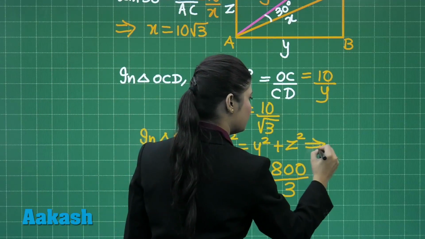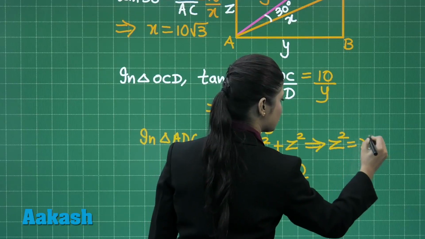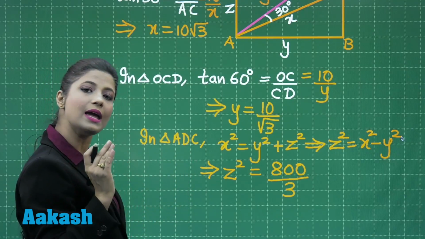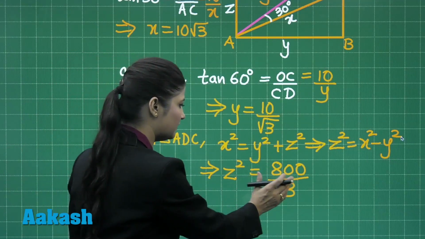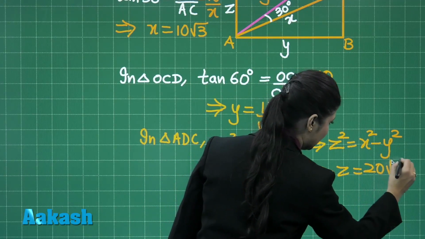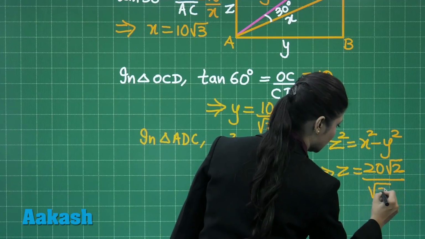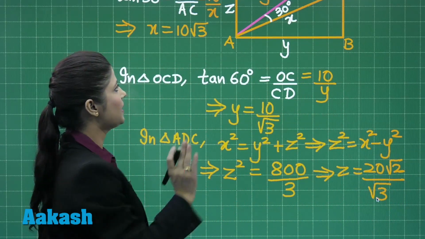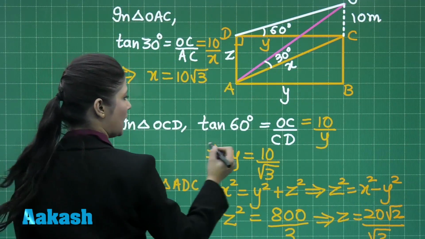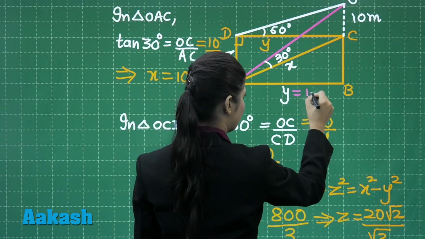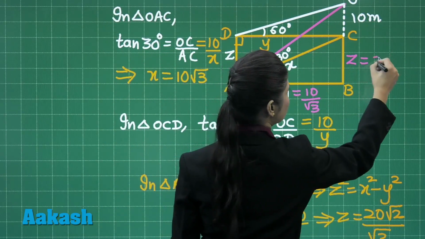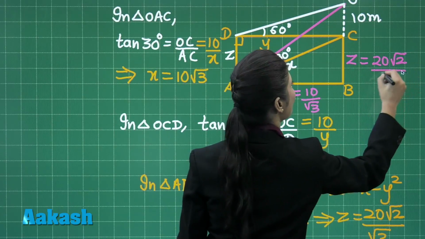So, this can be further implied that z square is equal to x square minus y square. On substituting x as 10 root 3 and y as 10 upon root 3, you get a simplified value of z equal to 20 root 2 upon root 3. Now, as z has been obtained and y is already known to you, in this figure you can definitely say that y is equal to 10 upon root 3, and z is equal to 20 root 2 upon root 3.